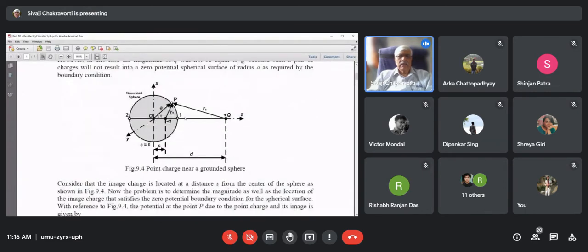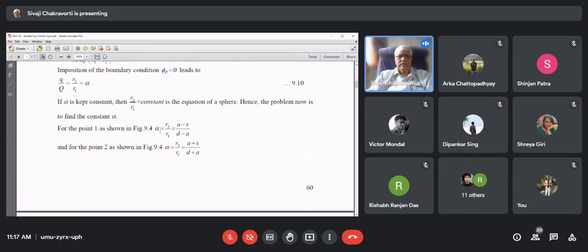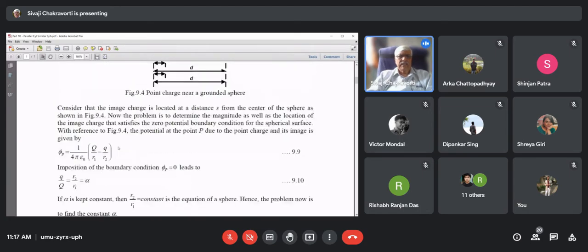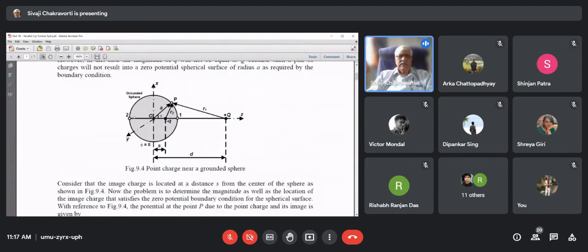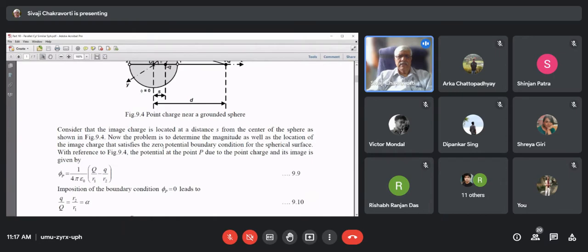Then what is R1 at the point 1? R1 is the distance of point P and plus Q. Now point P is the point 1. That will be the total distance D minus the radius. So here you can see, for the point 1, I can write this R2 by R1. And then for the point 2, R1 will be D plus A and R2 will be A plus S, which is written here.